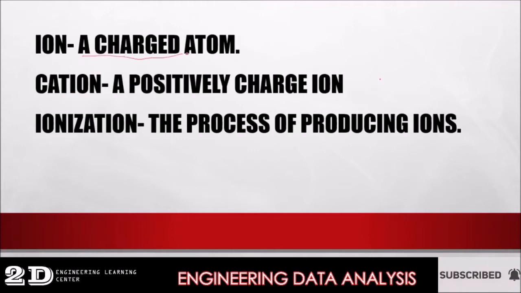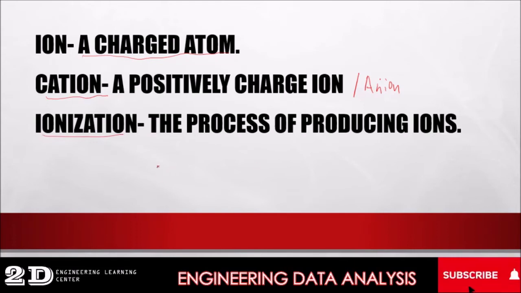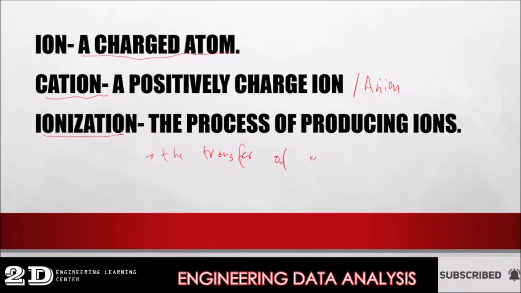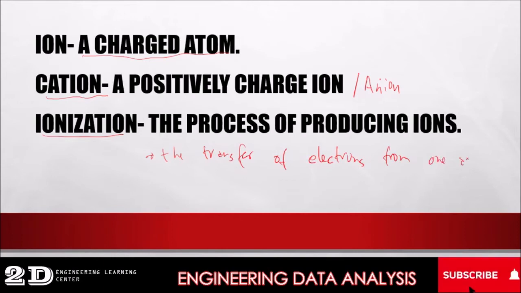Okay, so we have here the term ion. So ion is a charged atom. So we have the positively charged ion is called a cation. The negatively charged is called anion. Then we have the ionization. So this is the process of producing ions, or this is the transfer of electrons from one atom to another. So if there is a transfer of electrons from one atom to another, so we will create ions.